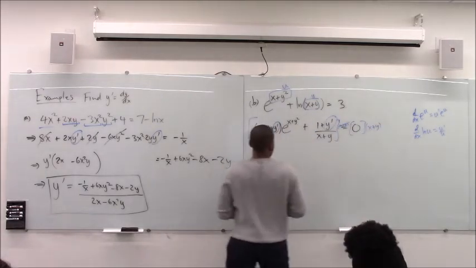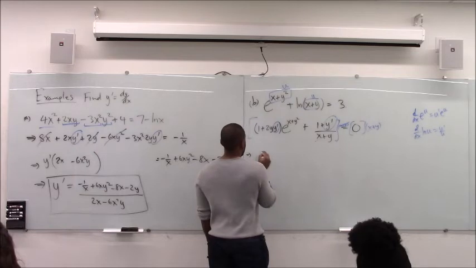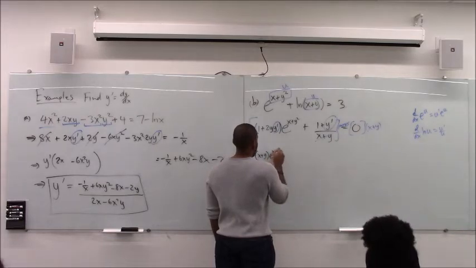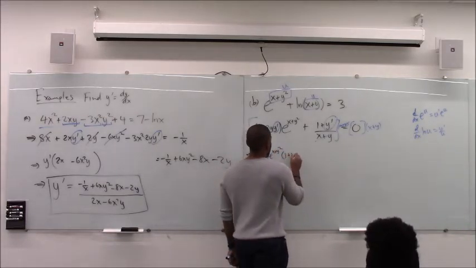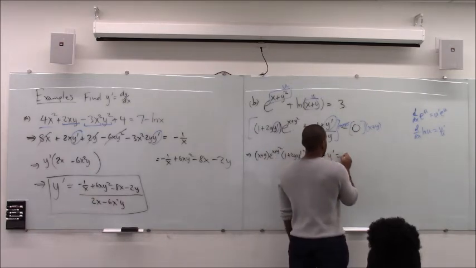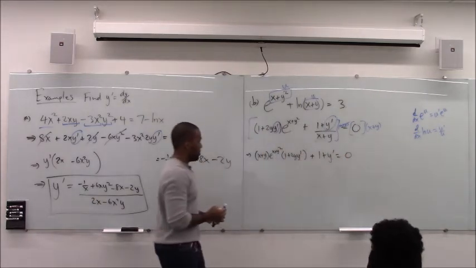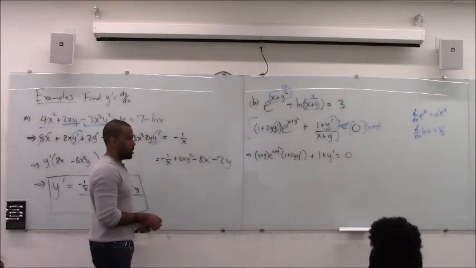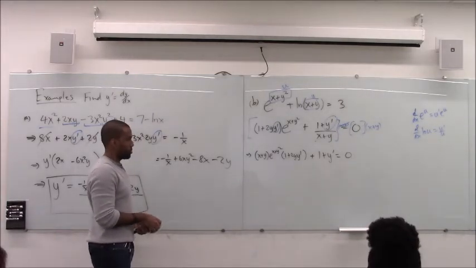So what would we have here? We would have x plus y, e to the x plus y squared, 1 plus 2y, y prime. Here I have plus 1 plus y prime equals 0. So now we don't have any fractions. So in that situation, how do we isolate the y prime?